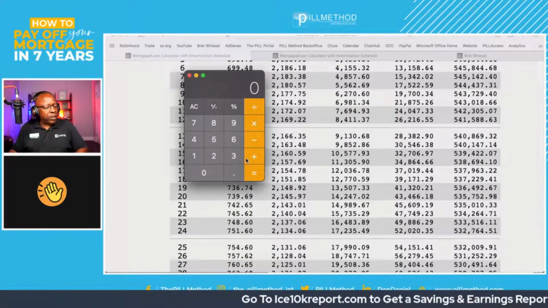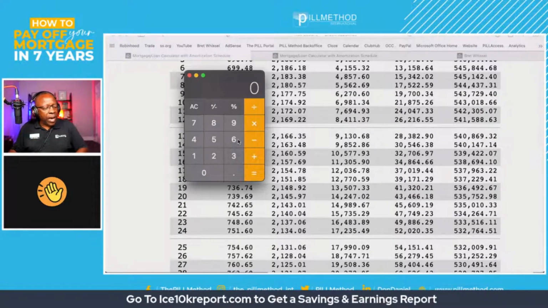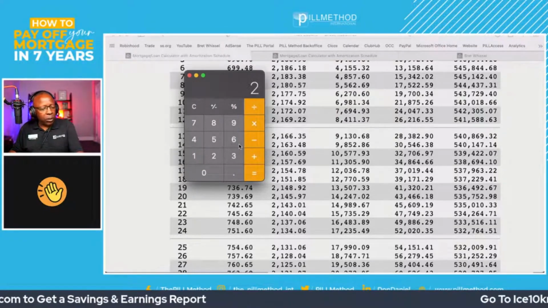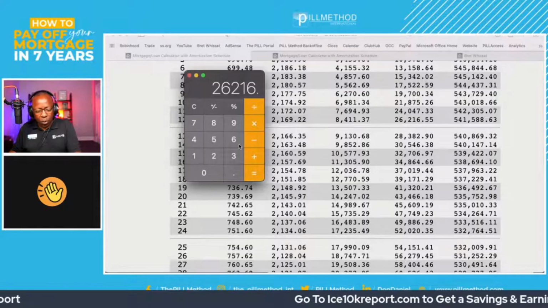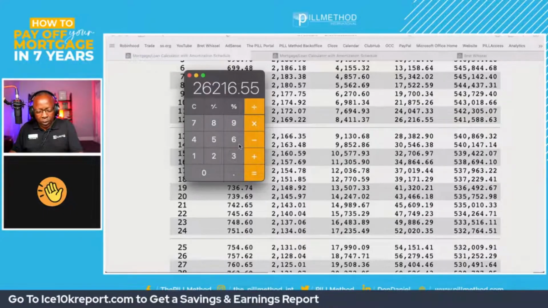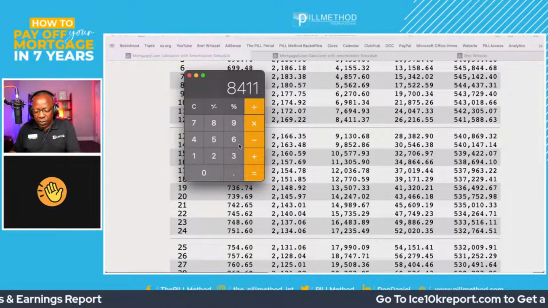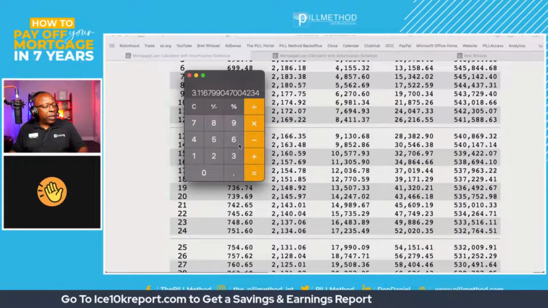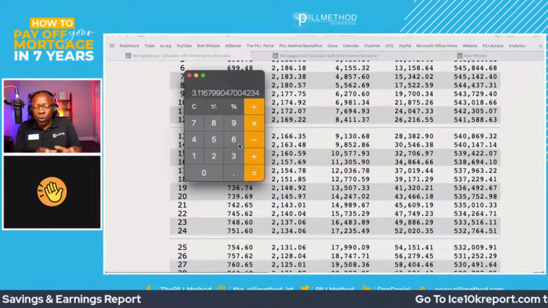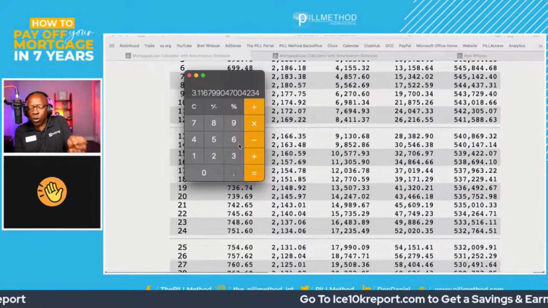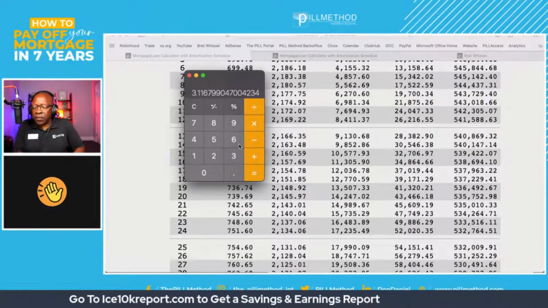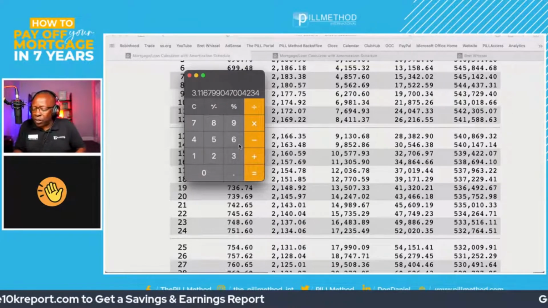Yes. It should. So let's go ahead and put that in your calculator. If you have it, I'm going to do it on screen so everybody can see. We're going to put in 26,216.55. We're going to divide it by $8,411.37. It equals $3.11, almost $3.12. So what we just found out, for every dollar you apply to this mortgage at this point, you do not have to pay the bank $3.11 per dollar. Isn't that great to know?